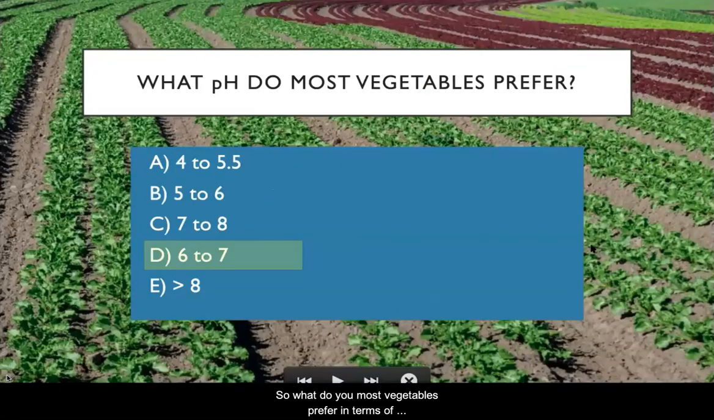So what do most vegetables prefer in terms of pH? I was going to make this a question for you guys, but the answer is somewhere between 6 and 7. The ideal pH is right around 6.5, and we're going to talk about why that is in just a second.